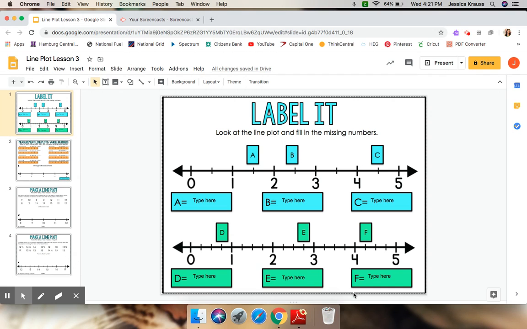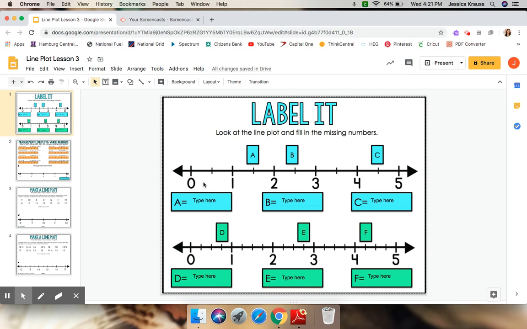So for today's assignment, you have 4 different slides, and I'm going to do the same thing I did for you yesterday. We're going to get you off to a start on each one of them, and then you're going to finish them off. Looking at this first slide, it's saying, look at the line plot and fill in the missing numbers. So we have 2 different line plots.